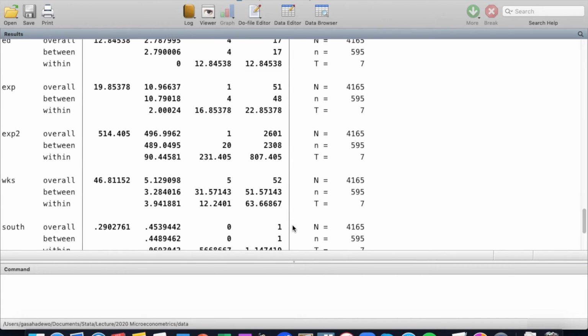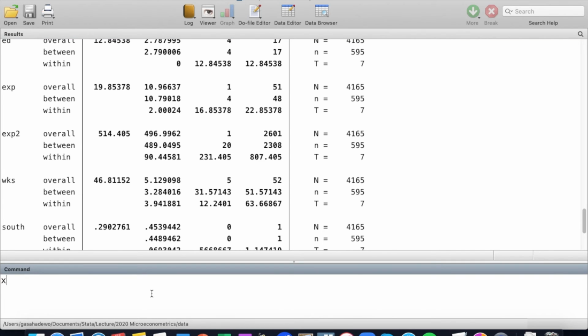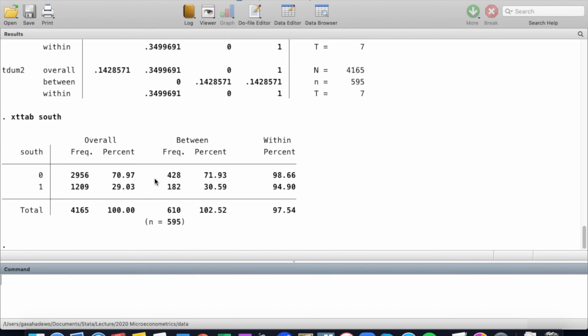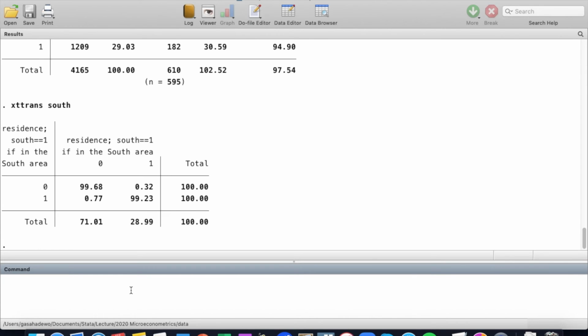Okay. So we can do also tabulation of a variable. So for example, in this particular case is the indicator on whether or not you're in the south or not. Here we can also see the overall variance and then the between as well as the within. And it's also interesting that Stata provides us with the transition probabilities for a particular variable.